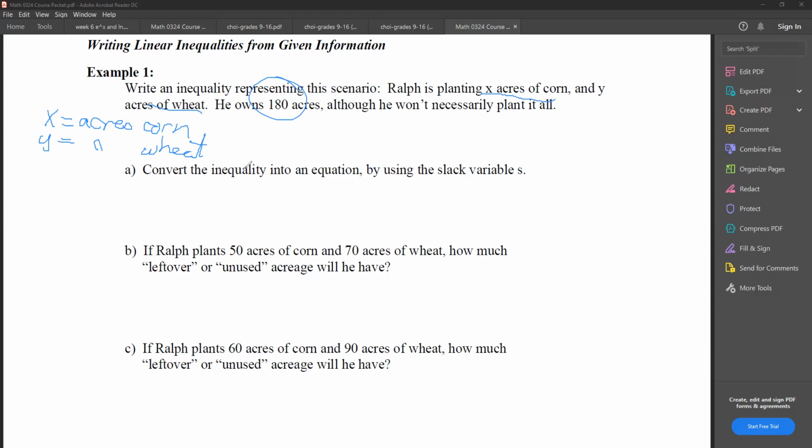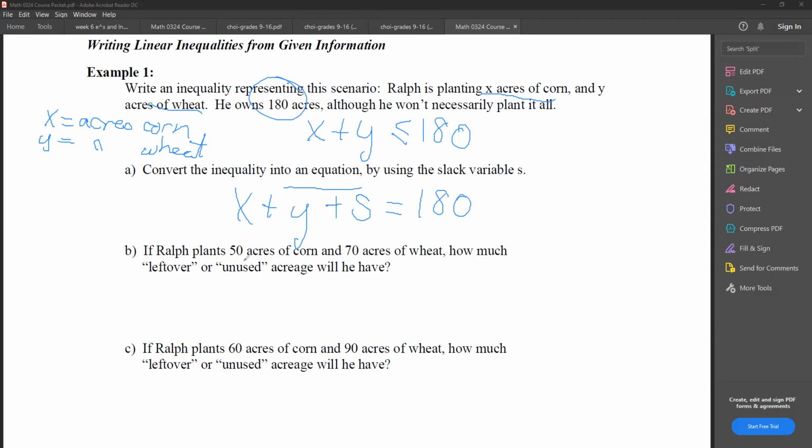Convert the inequality. Let's write the inequality first. X plus Y, that acreage, is less than or equal to 180. Right? So now what we're going to do is convert it into an equation. Basically you add your slack variable. So X plus Y plus the leftover acreage, which is S, should equal 180 acres.